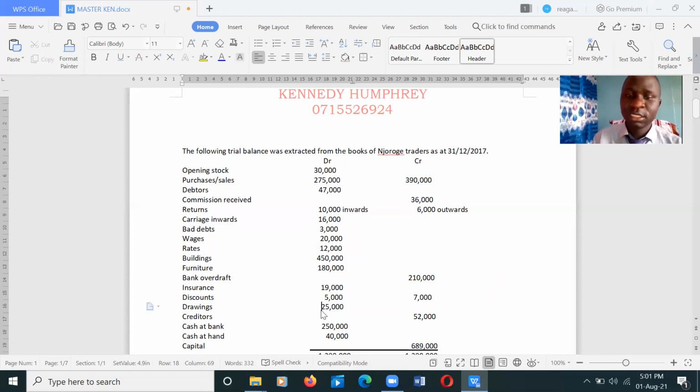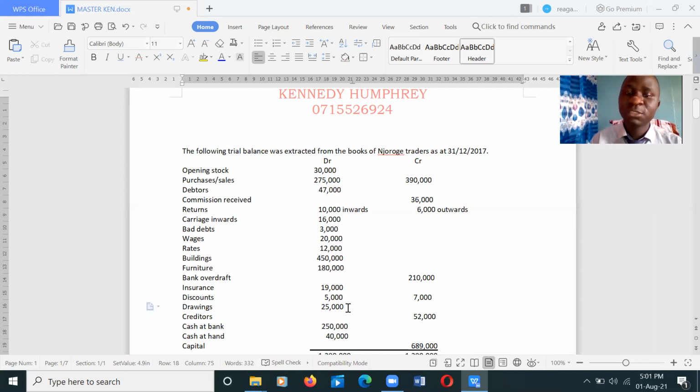It's important to know that drawings will not be used in the trading profit and loss account, but instead drawings will be used when preparing a balance sheet. And what is the effect of drawings? Drawings reduces capital. It's important to know that drawings reduces capital. Among the adjustments on capital, we have 4 adjustments. One, we have drawings that reduces capital. So drawings is subtracted from capital.